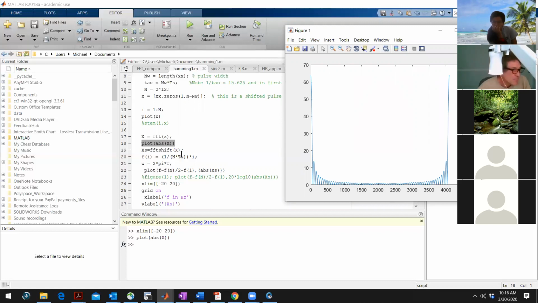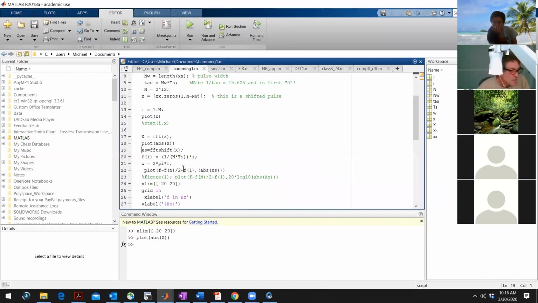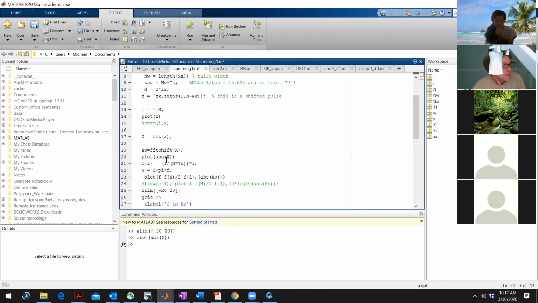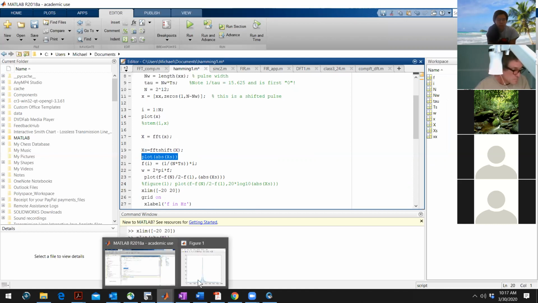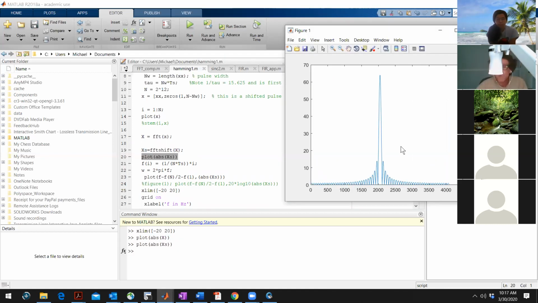Now, if you do an FFT shift right here, and I take a look at that, I'm just going to plot this for you so you can see it. If I plot now XS right here, you see how it's wrapped around the right way. Who asked this question? I did. The chat, all right. Y'all see that, right?